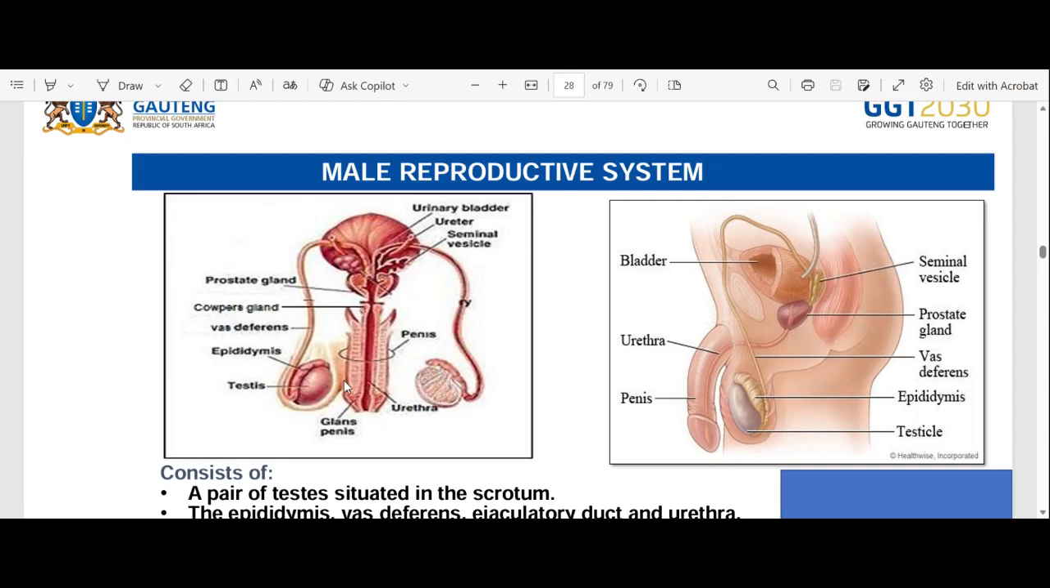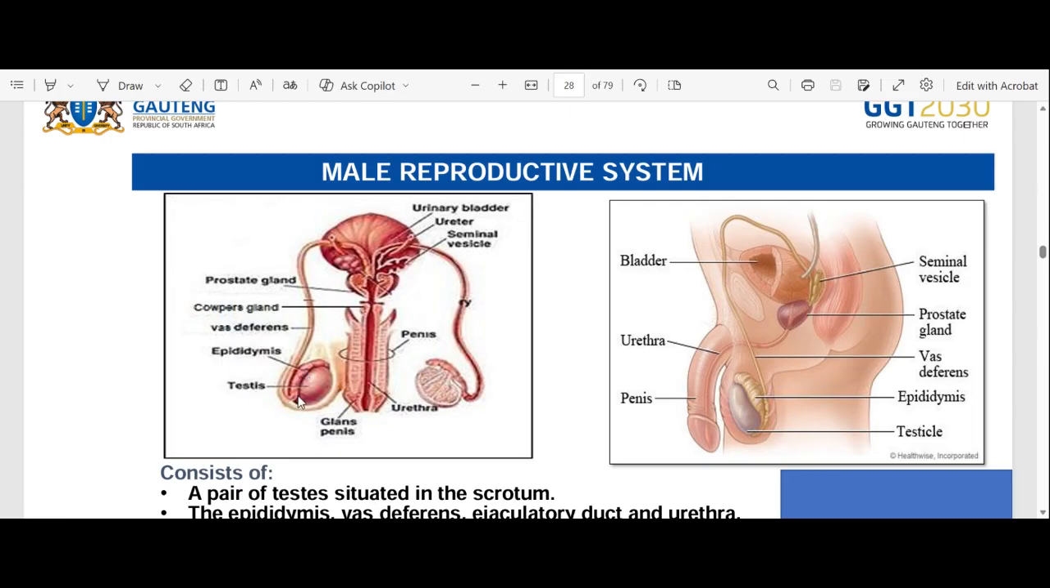So let's start with the front view. The first part is a bag-like structure enclosing the testes. What's the function of that bag-like structure? The function of the scrotum is to maintain the temperature within the testes. They keep the temperature at 35 degrees Celsius, which is 2 degrees below the body temperature. What is the body temperature? The body temperature is 37 degrees Celsius. So the scrotum regulates the temperature in the testes.